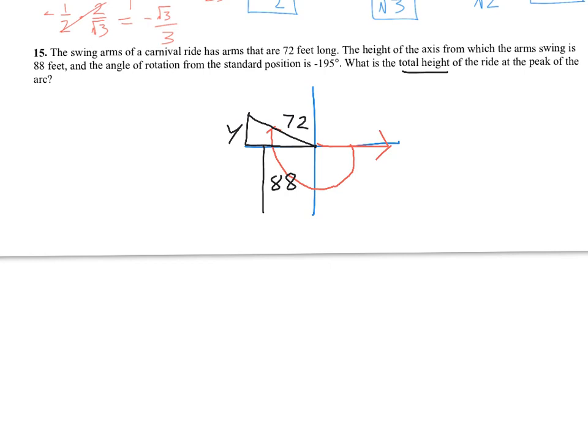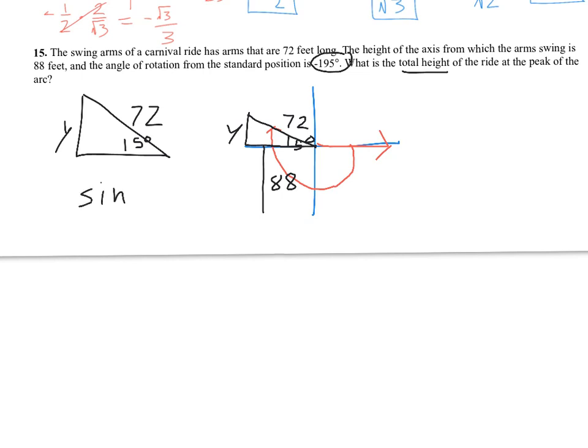Okay, so what is the reference angle? If I went negative 195, then this reference angle in here has to be 15 degrees. So redrawing that triangle, I have a 15 down here, a y here, and a 72 on the hypotenuse. So it looks like from 15 degrees, we want opposite, we have hypotenuse, so we want to use sine.